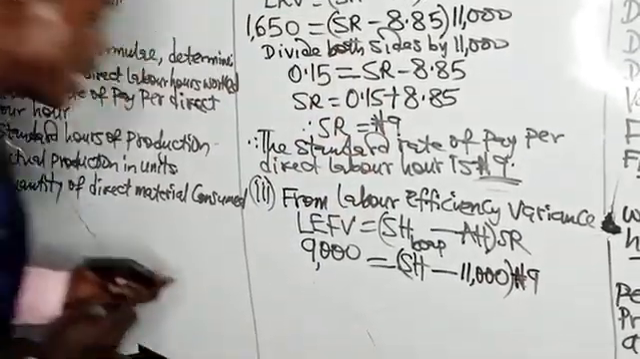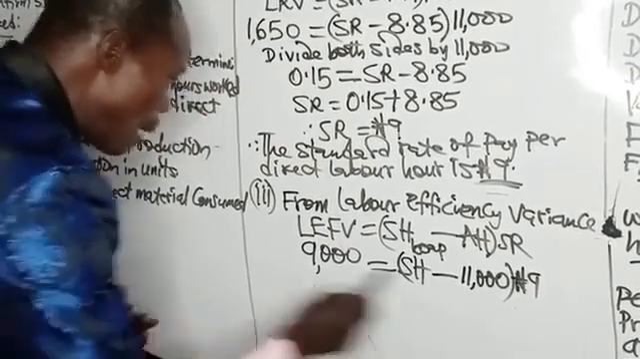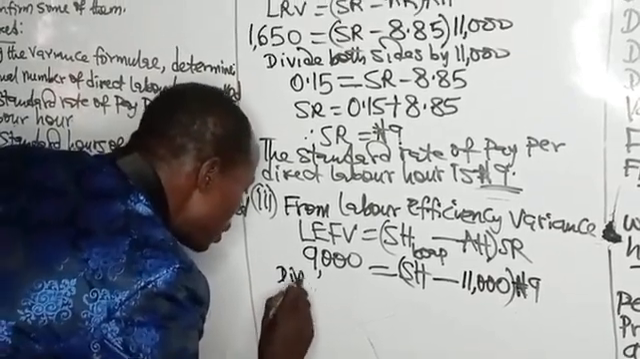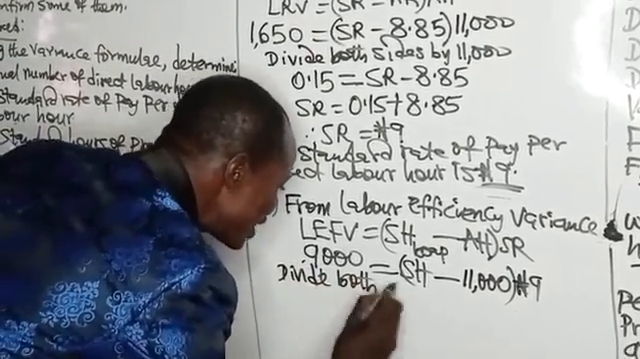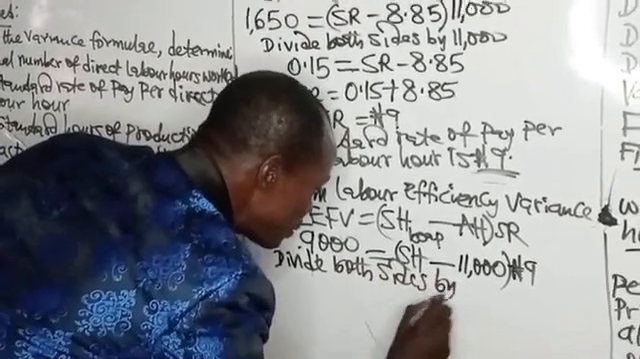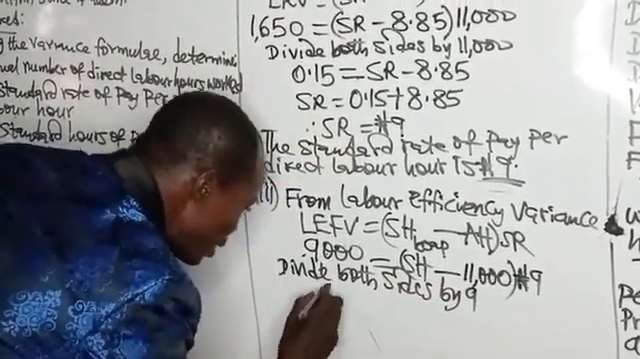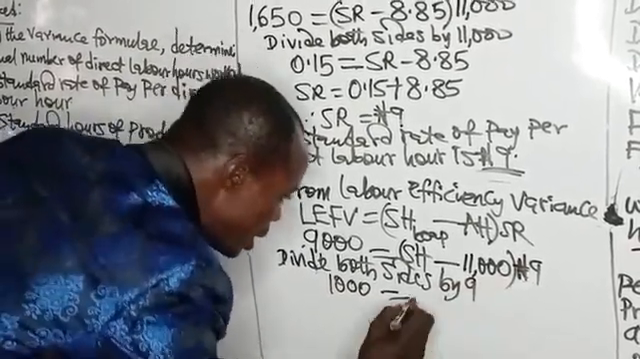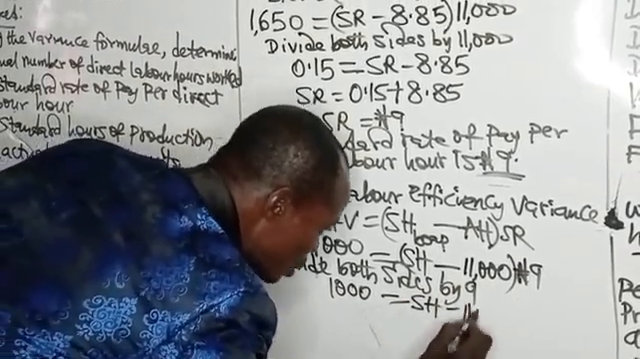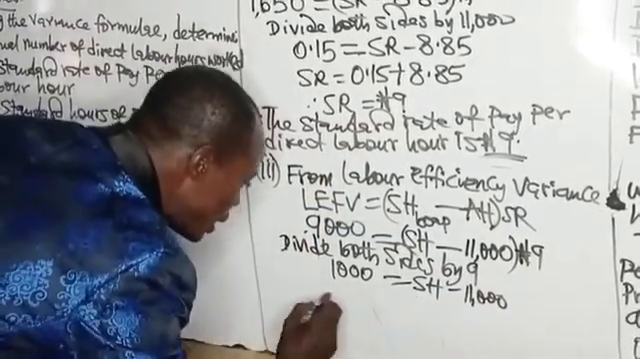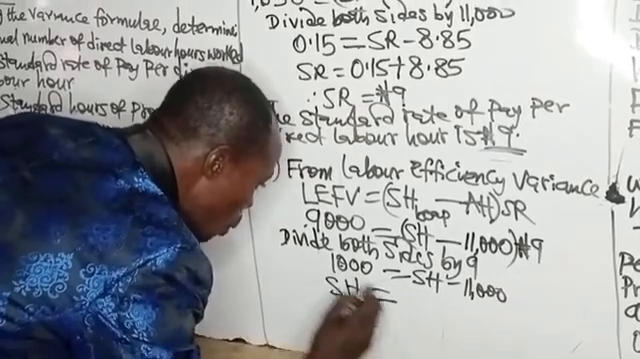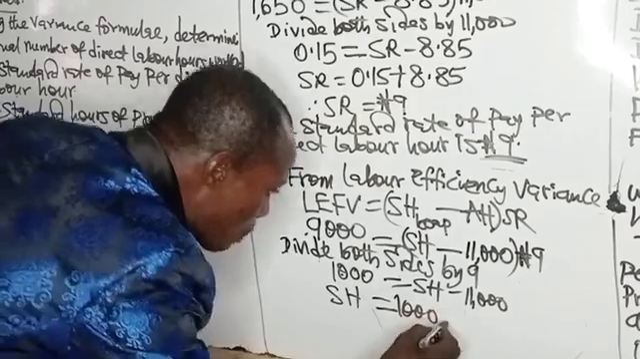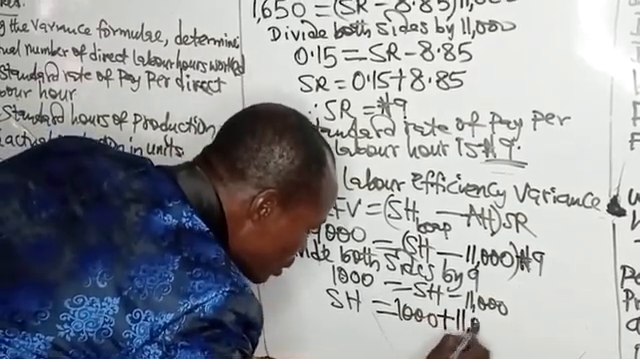So you want to make the SH the subject. So you divide both sides by 9. So if you divide this by 9, it will be 1,000 equals to, if you divide this by 9, the 9 will cancel here. You'll be left with SH minus 11,000. To make SH the subject, we have SH equals to 1,000. When this minus 11,000 joins it here, the minus becomes plus. So we have plus 11,000.